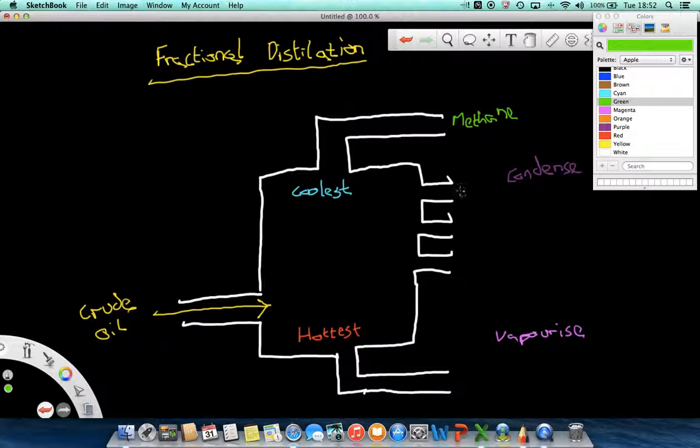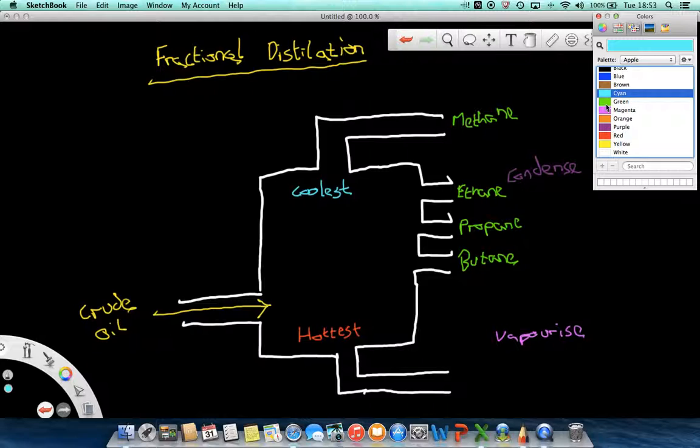The second one, because it's a bit bigger, would be ethane. So ethane would vaporize and then condense somewhere near the top. Then you'd get propane, butane, and so on. I haven't drawn all the columns on here, just these few. So essentially at different temperatures we get different molecules because they vaporize easier and condense easier.